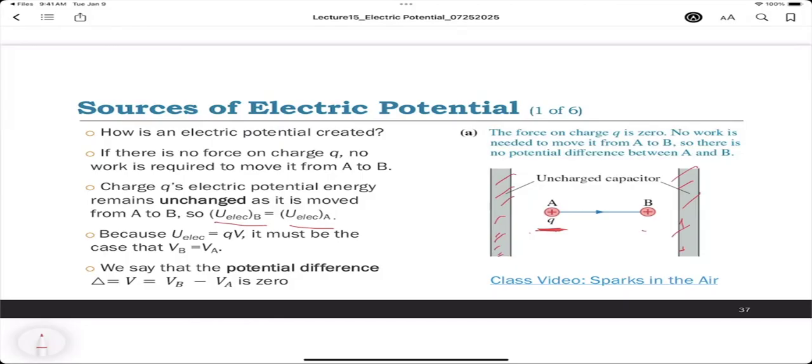Because the electric potential energy equals QV, it must be the case that V_B equals V_A, because Q is the same. We see that the potential difference, delta V, equals voltage B minus voltage A. V_B minus V_A is 0. That makes sense to you. Okay, there is a video, you can also check it.